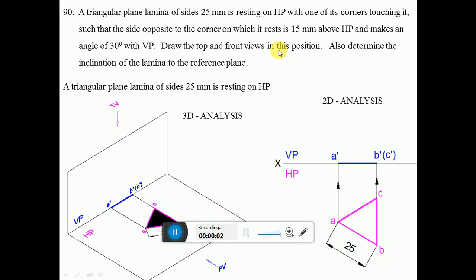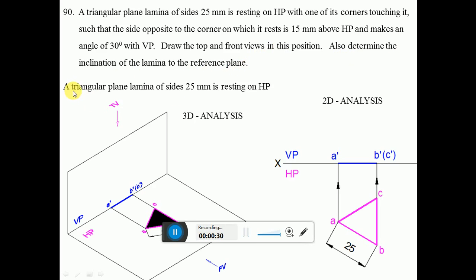A triangular plane lamina of sides 25 mm is resting on HP with one of its corners touching it. That means it is touching HP, such that the side opposite to the corner on which it rests is 15 mm above HP and makes an angle of 30 degrees with VP. Draw the top and front views in this position. Also, determine the inclination of the lamina to the reference plane.